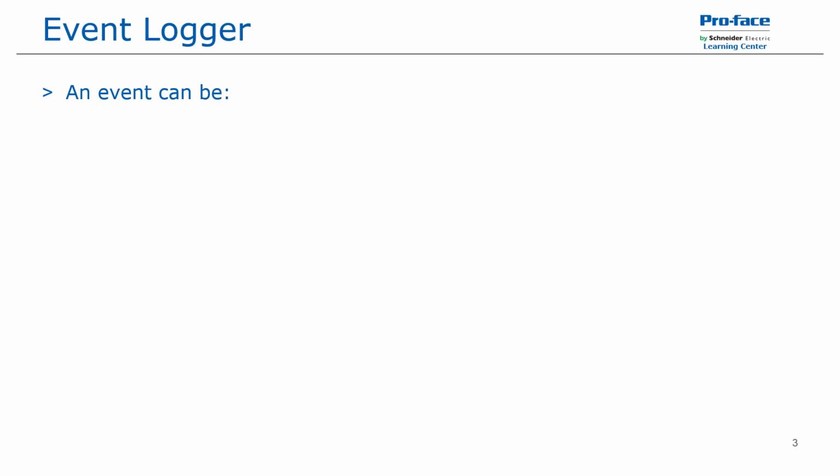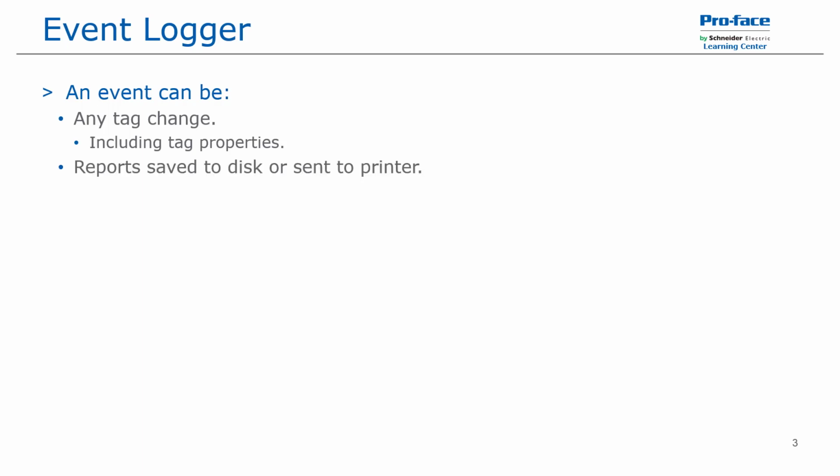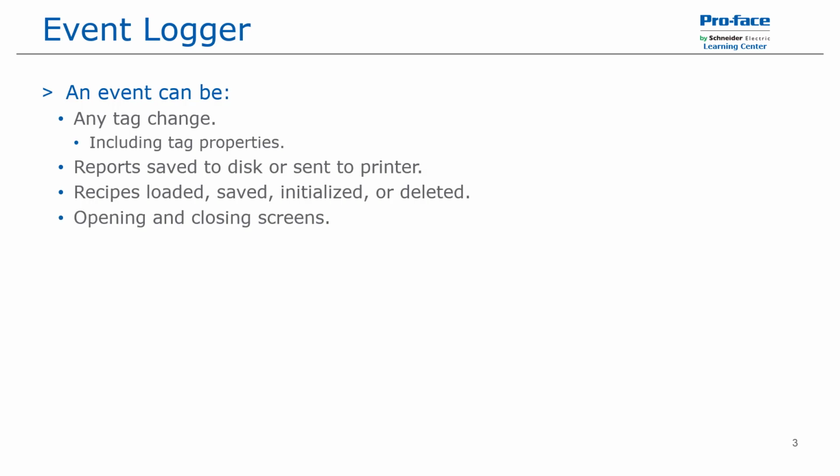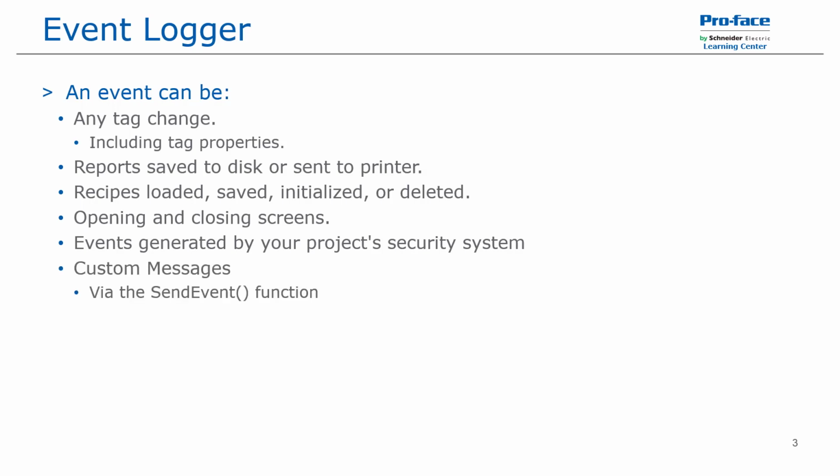In Blue Open Studio, an event can be any tag change, including the tag properties, reports saved to disk or sent to a printer, recipe actions, such as loaded, saved, initialized, or deleted, opening and closing screens, events generated by your project security system, custom messages that are sent via the send event built-in function, and various runtimes, warnings, and errors.